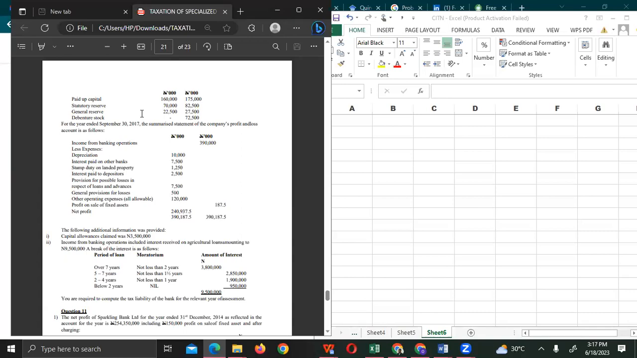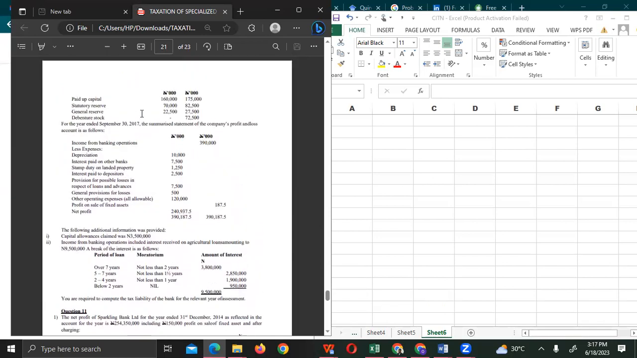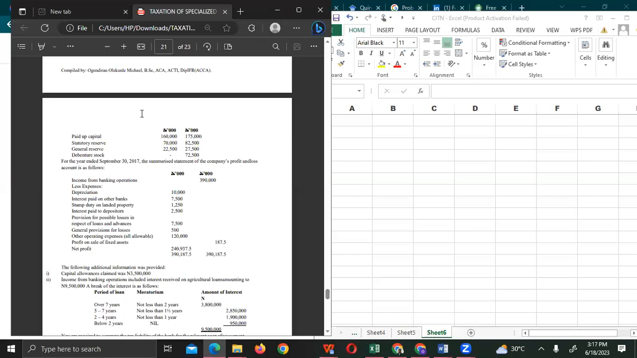The following additional information was provided. Capital allowance claimed was 3,500,000. Income from banking operations included interest received on agricultural loan amounting to 9,500,000. A breakdown of the interest is as follows: period of loan, moratorium, and then amount of interest.